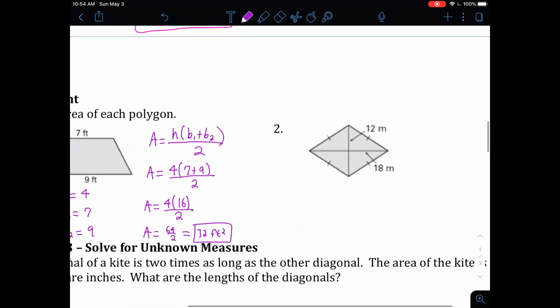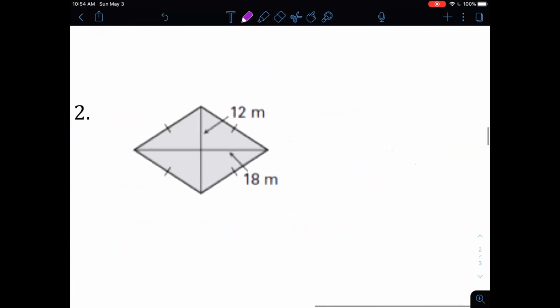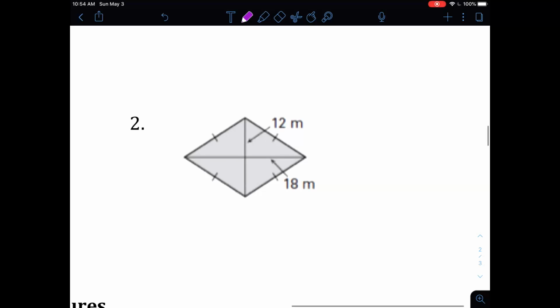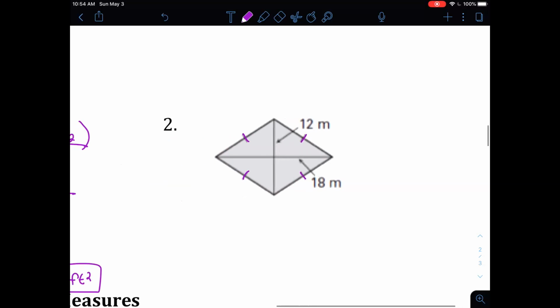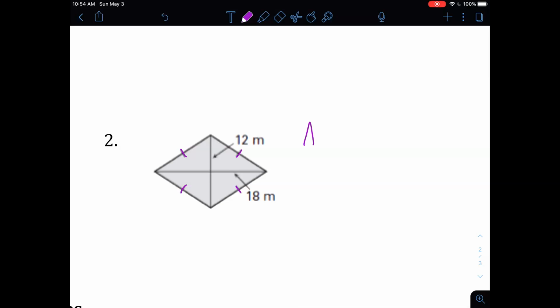All right, next example. What kind of shape is this? It looks like all four, we have tick marks here, here, here, and here. These are all congruent, which means it's going to be a rhombus. So we're going to use diagonal 1 times diagonal 2 all over 2. That was sloppy. Let me fix that.